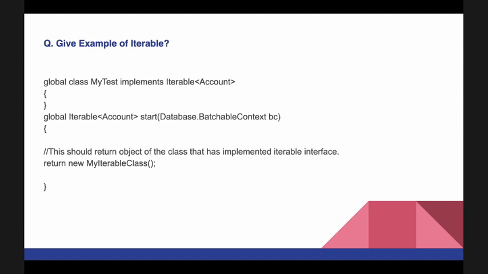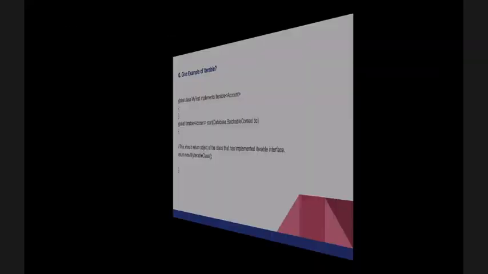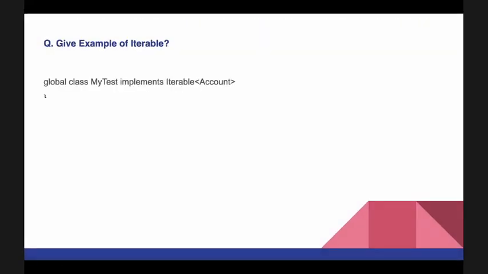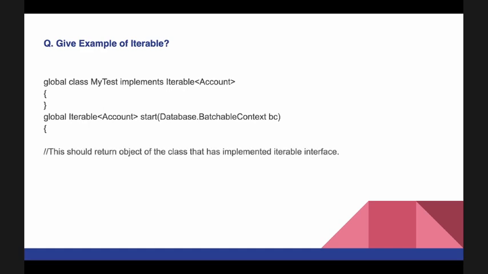Okay, so if you see here, there is a class. Yes, sorry, go ahead. Yeah, so you can see here there's a class MyTest which implements Iterable. The main point is that when we are using a global Iterable in the start method, we are returning a new class called MyIterable class. MyIterable class will have the custom logic which we use to get the records we want, and then we pass it to the execute method. So that's how we do that.